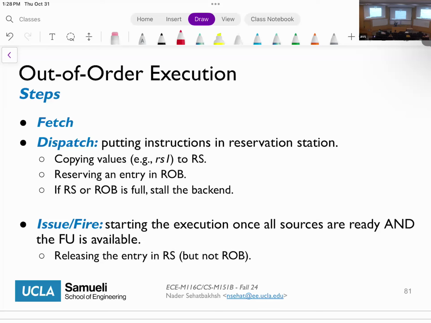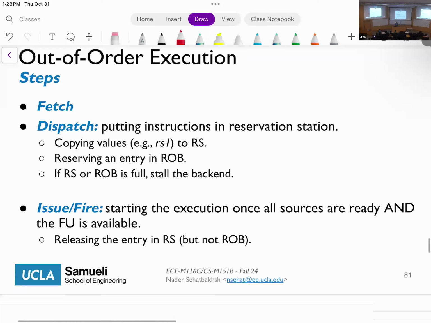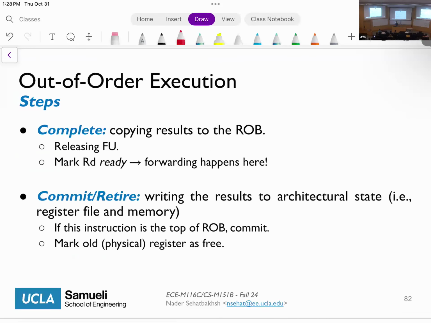That means that I can now release the instruction from the reservation station. I no longer need to save it there, so I'm going to let the reservation station entry go. But remember, I'm going to keep the ROB entry. Okay? And then I'm going to have the complete stage. Complete is when the result of the execution stage is written into the ROB. But we're not going to let go of the ROB entry. They're going to stay in the ROB.